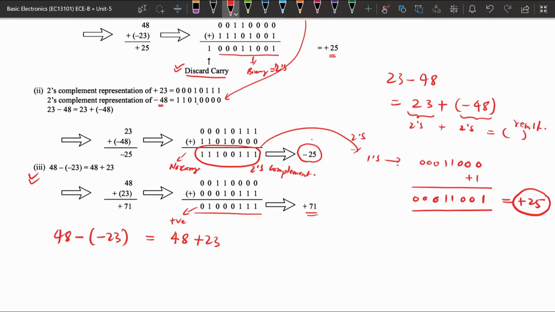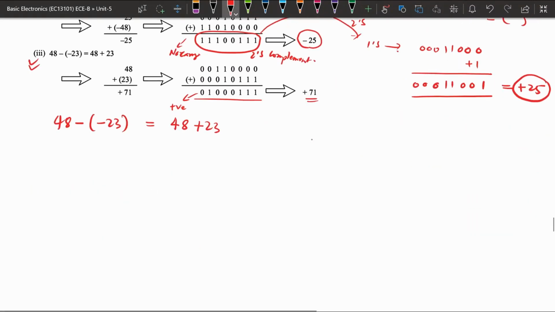Okay, so I hope you have got the point of how we proceed with 2's complement and the different arithmetic operations we can apply. The next point we will see is different types of codes. Instead of different number systems, there are different types of codes used to represent binary numbers.